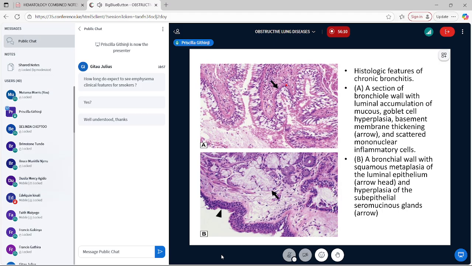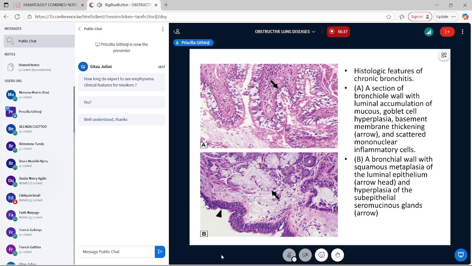And then the basement membrane, I hope you can see my cursor, appears thicker than usual. So you have thickening of the basement membrane, and then you have these black dots, and these are your inflammatory cells. So you have scattered mononuclear inflammatory cells. These are your lymphocytes and your macrophages.